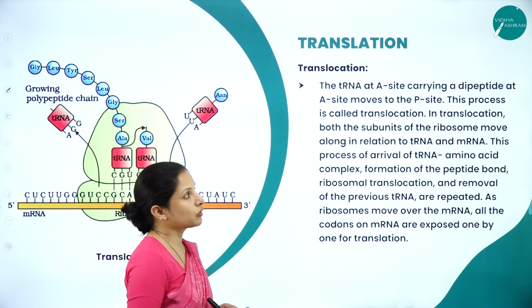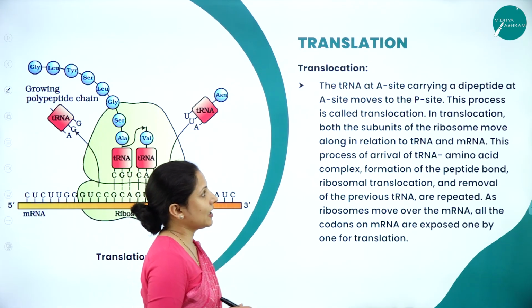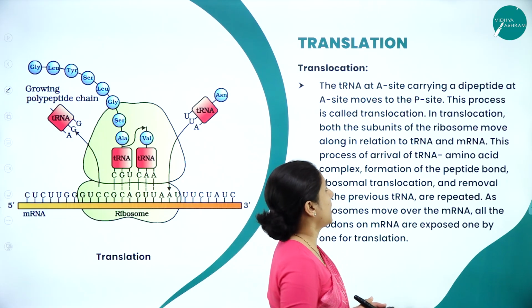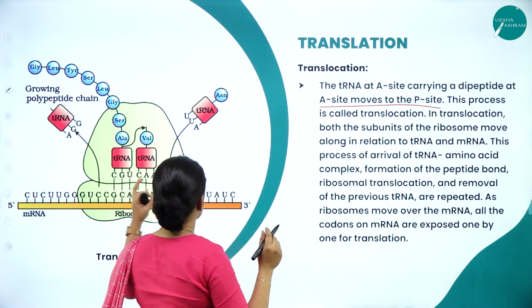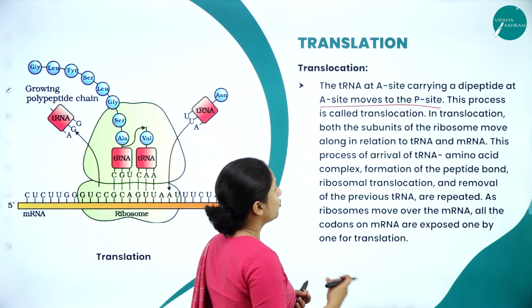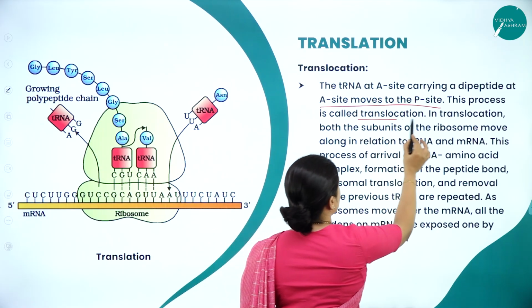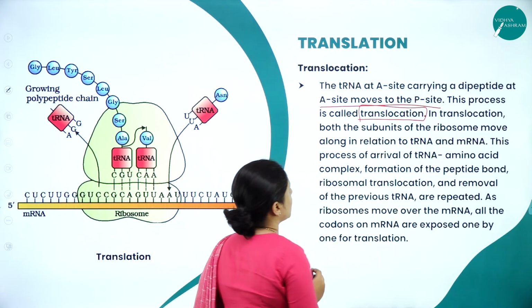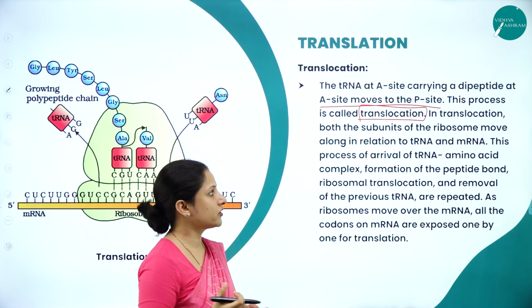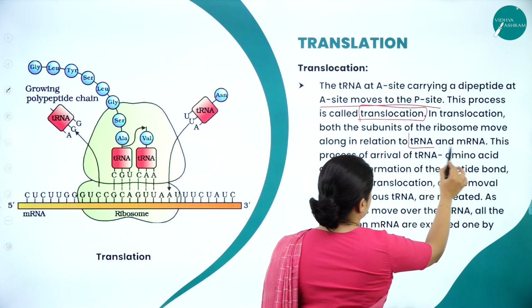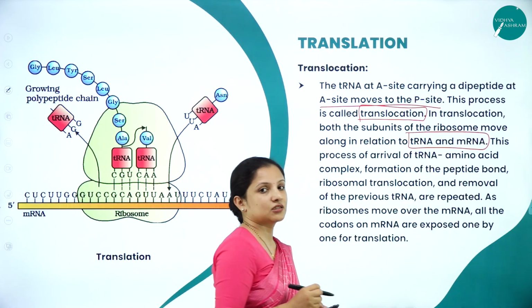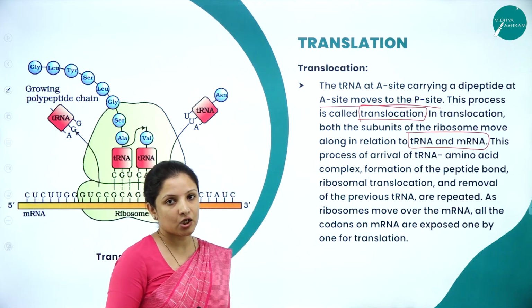Next is translocation. The tRNA at the A site carrying a dipeptide moves to the P site. So, from one region to the other, it keeps on moving. This process is called translocation. In translocation, both the subunits of the ribosome move along in relation to the tRNA and mRNA. So, for protein synthesis, that is how the ribosome plays a very crucial role.